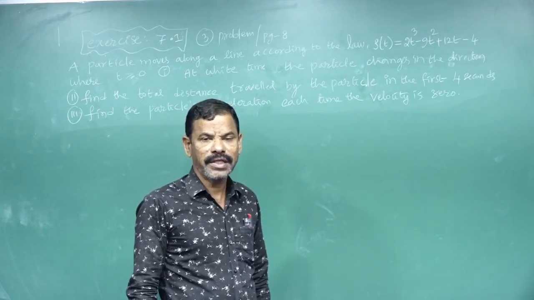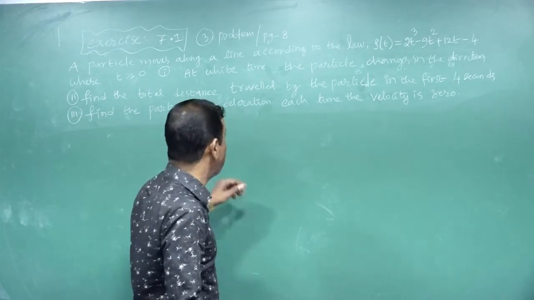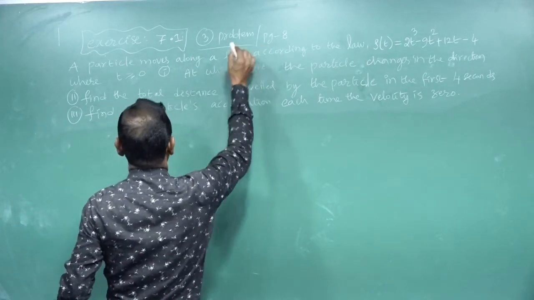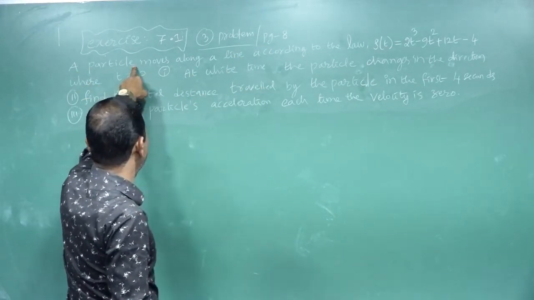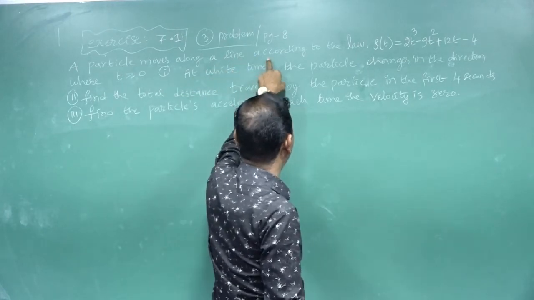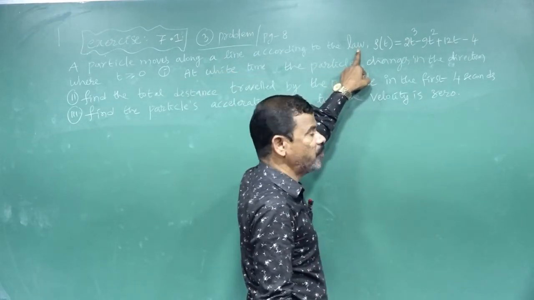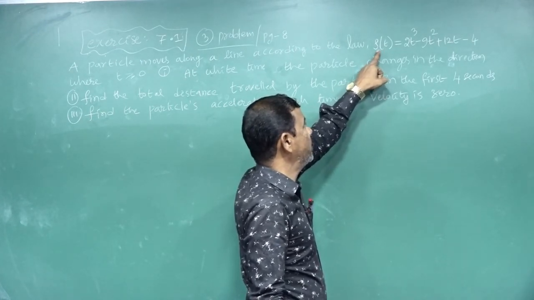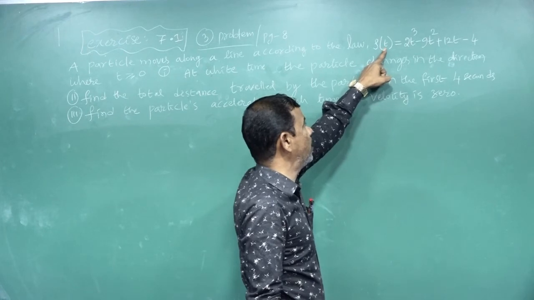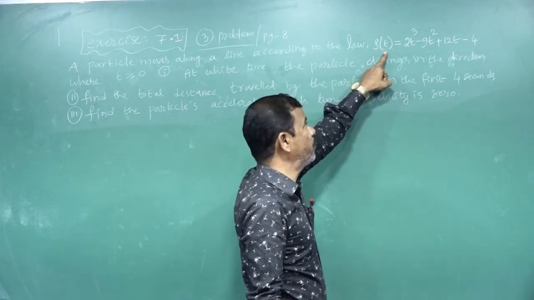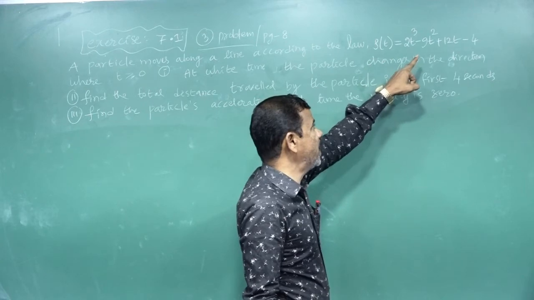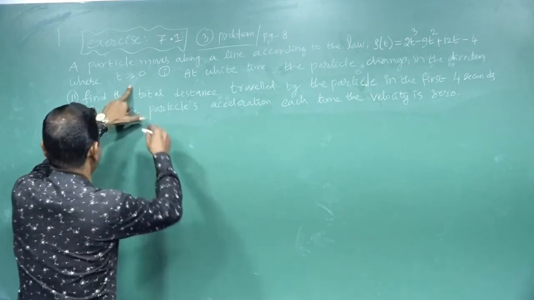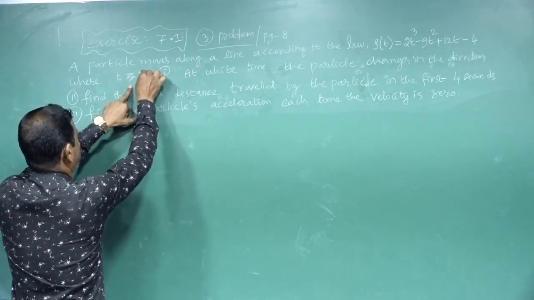Okay. Exercise 7.1, third problem, page number 8. A particle moves along a line according to the law. Law means principle or function. Here s of t, s is the distance, t is the time, a function in terms of t: 2t cube minus 9t square plus 12t minus 4, where t is greater than or equal to 0.